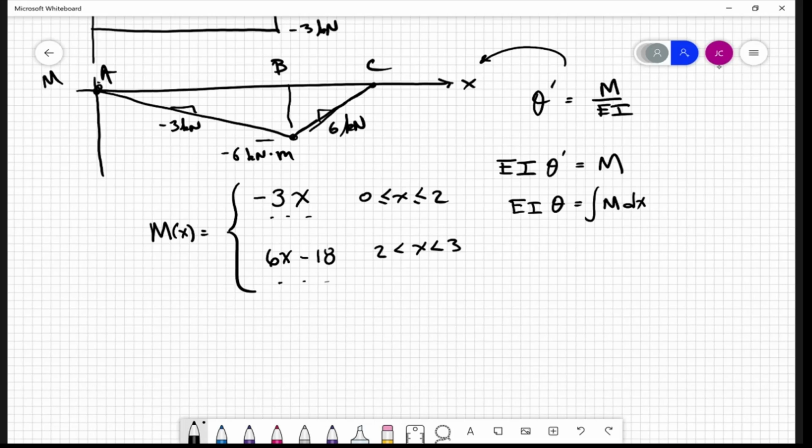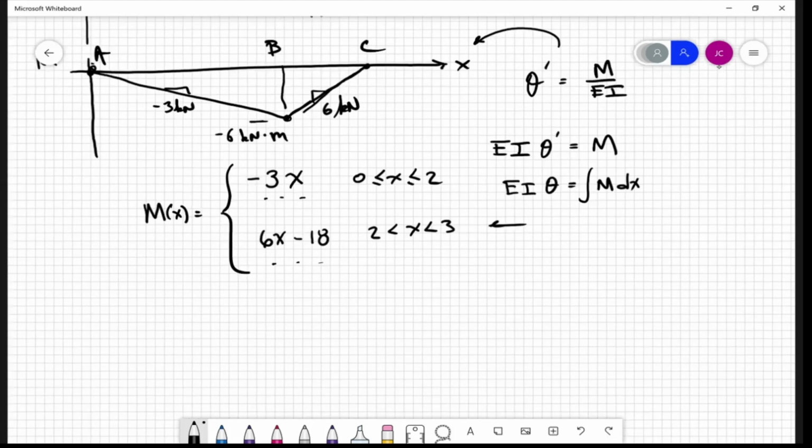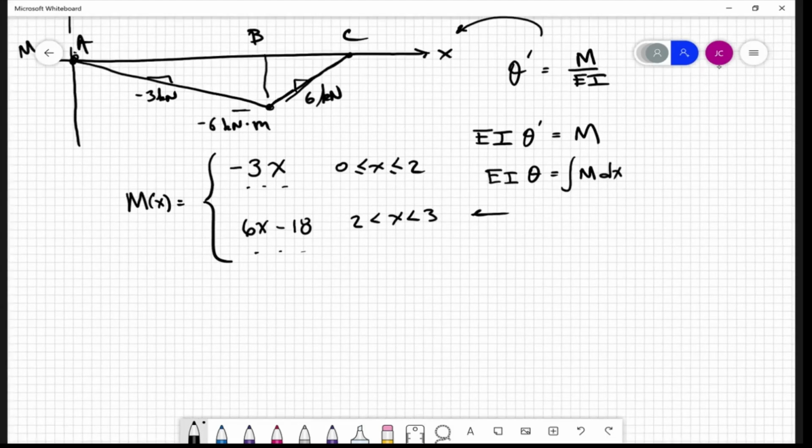And then, of course, for the second half of the moment curve, this bit here, if we put in x equal to 3, it goes back to 0, right? So yeah, there you go. So that's our moment, right? Now if we were to integrate that or get the antiderivative, what does that give us?